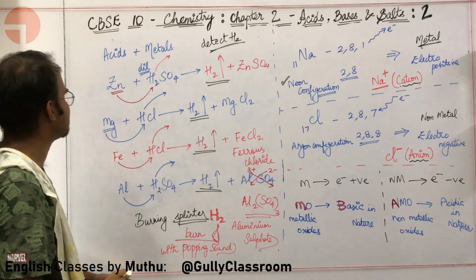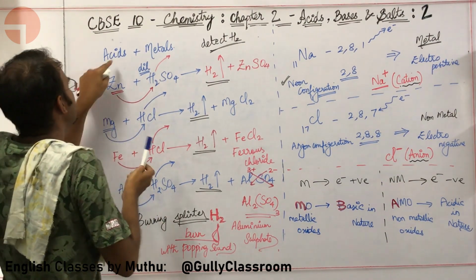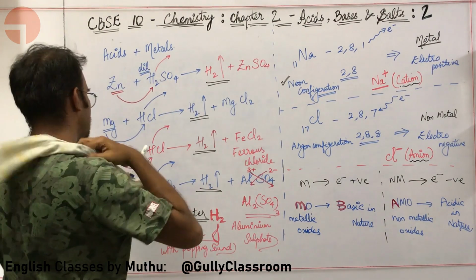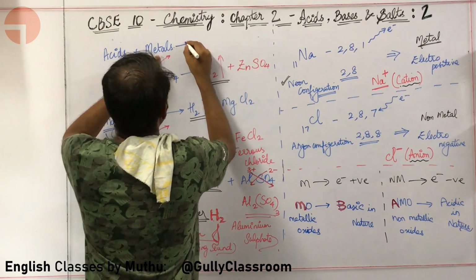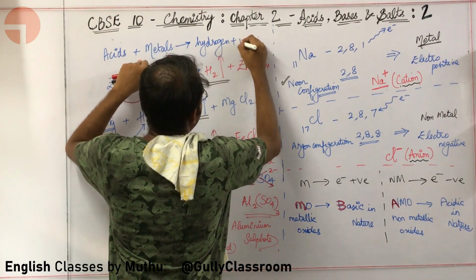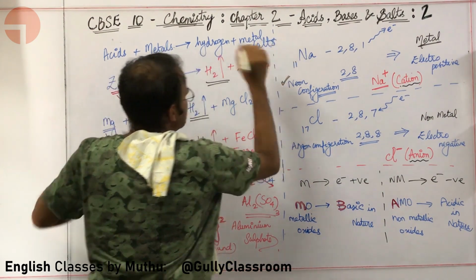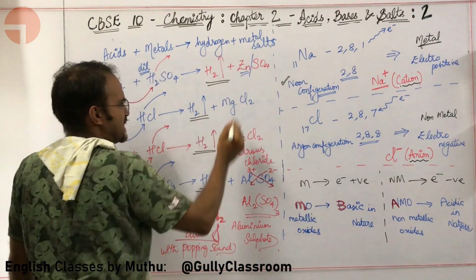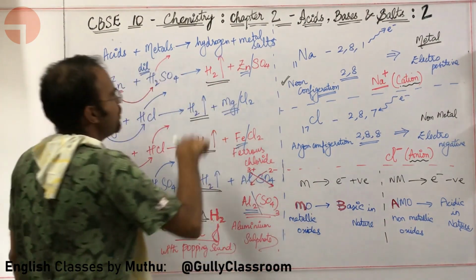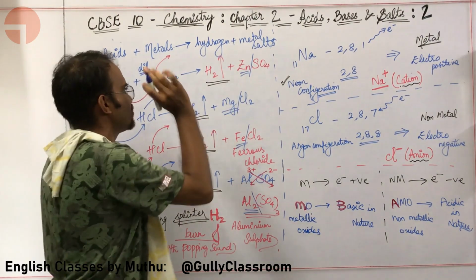Are you able to understand this entire setup? Are you able to understand what will happen when acids and metals react with each other? The general equation is acids plus metals gives hydrogen plus metal salts. All these are simply salts where the first part is a metal, hence they are called metal salts. You can check each and every one of the salts.